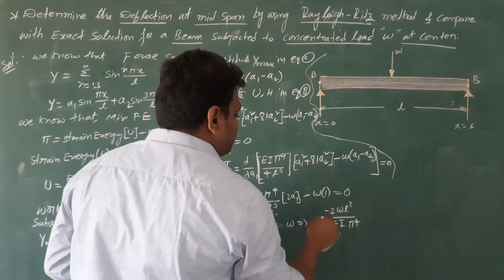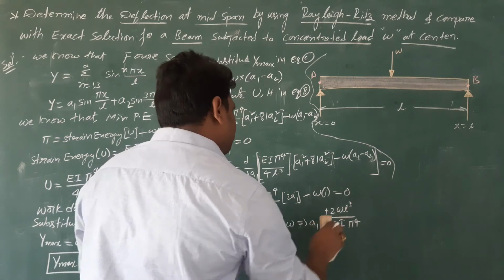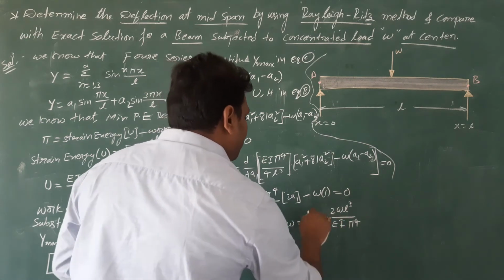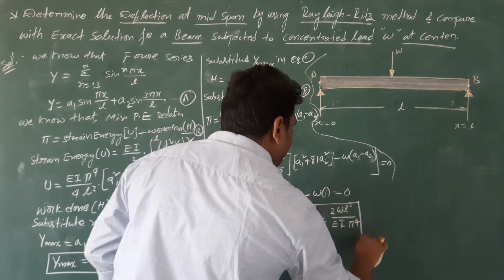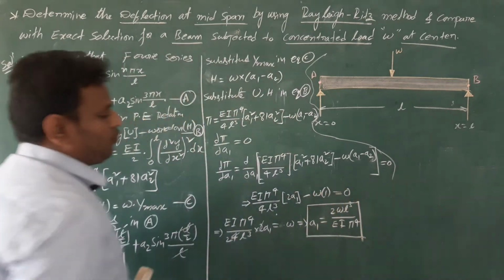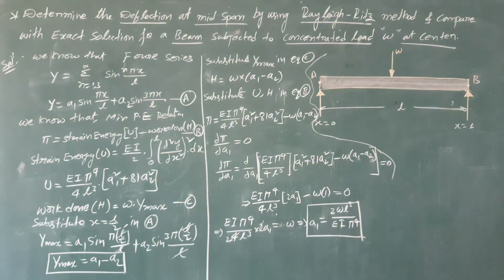This is minus. This is plus. So we got the a1 value here. That is 2WL cube by EI pi power 4. Now differentiate the entire equation with respect to a2, then we will get the a2 value also.